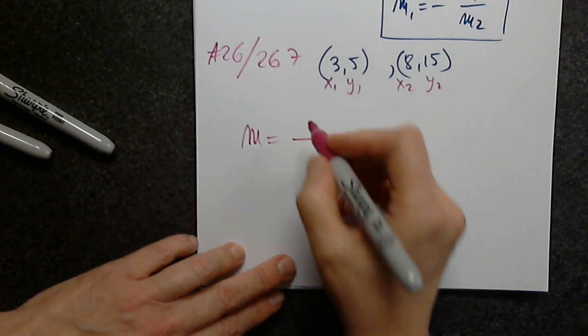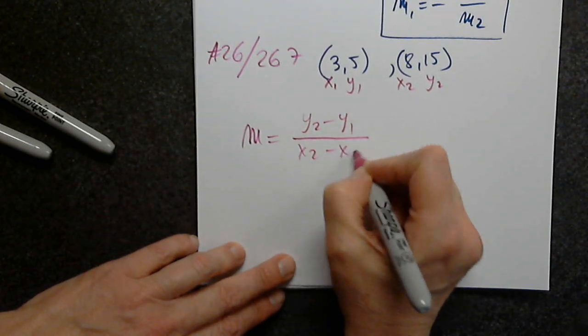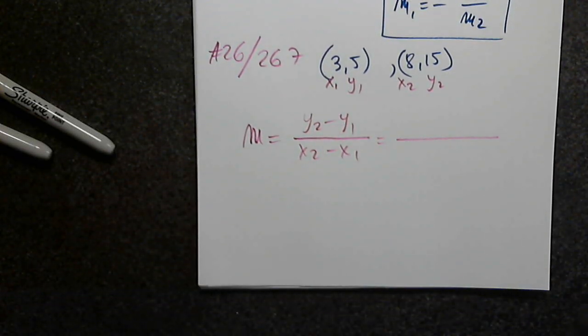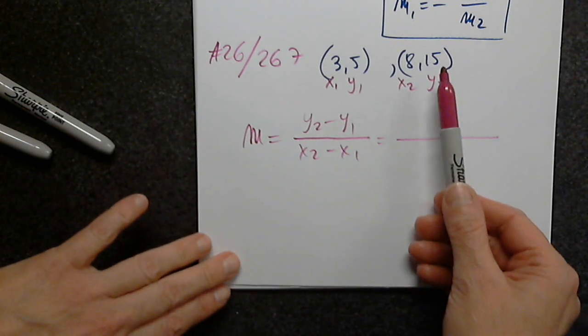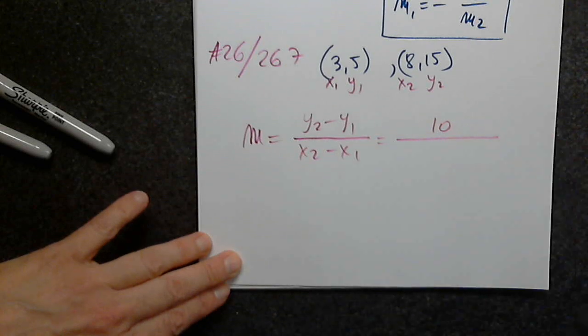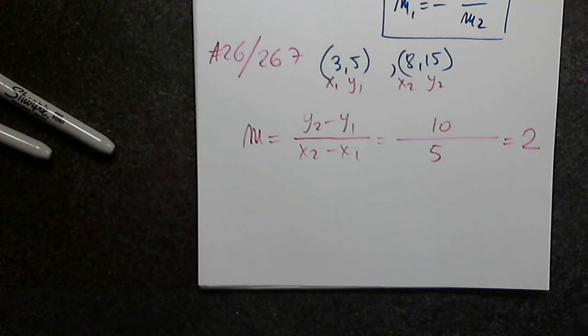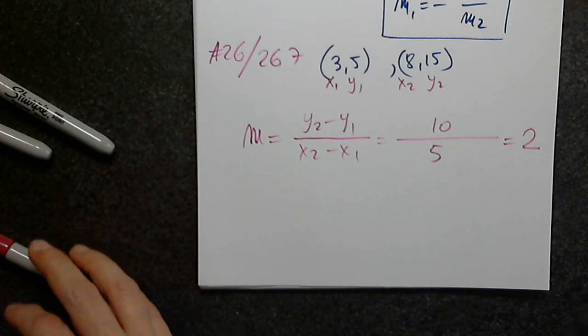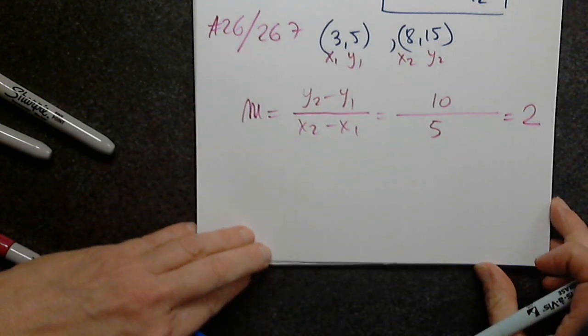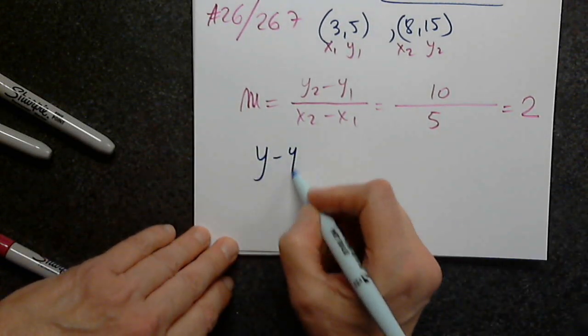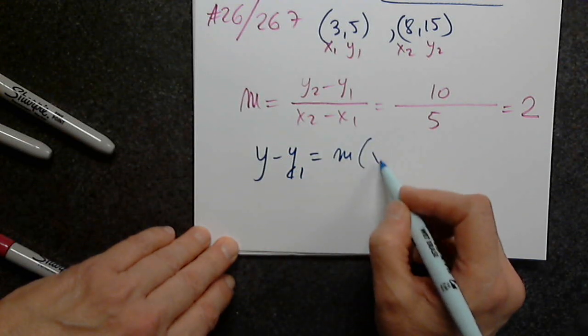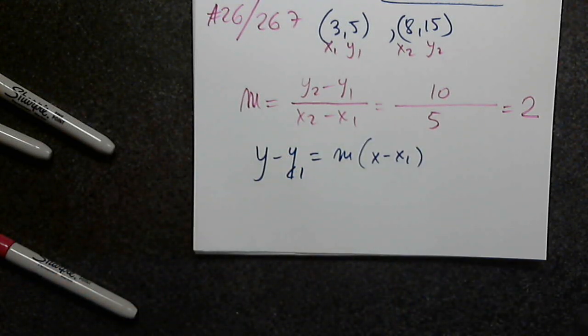I recommend always write y2 minus y1 so you remember it forever over x2 minus x1, and then carefully plug it in. 15 minus 5, which is 10, and 8 minus 3, which is 5. Nice slope, 2. I didn't mean to choose a nice slope, but it is. At this point, I will think of y minus y1 equals the slope times x minus x1, and it doesn't matter which point you use. If you want to use point 2, it's fine. If I use point 1 and you use point 2, it's not going to make any difference. We both will get the same equation solved for y.